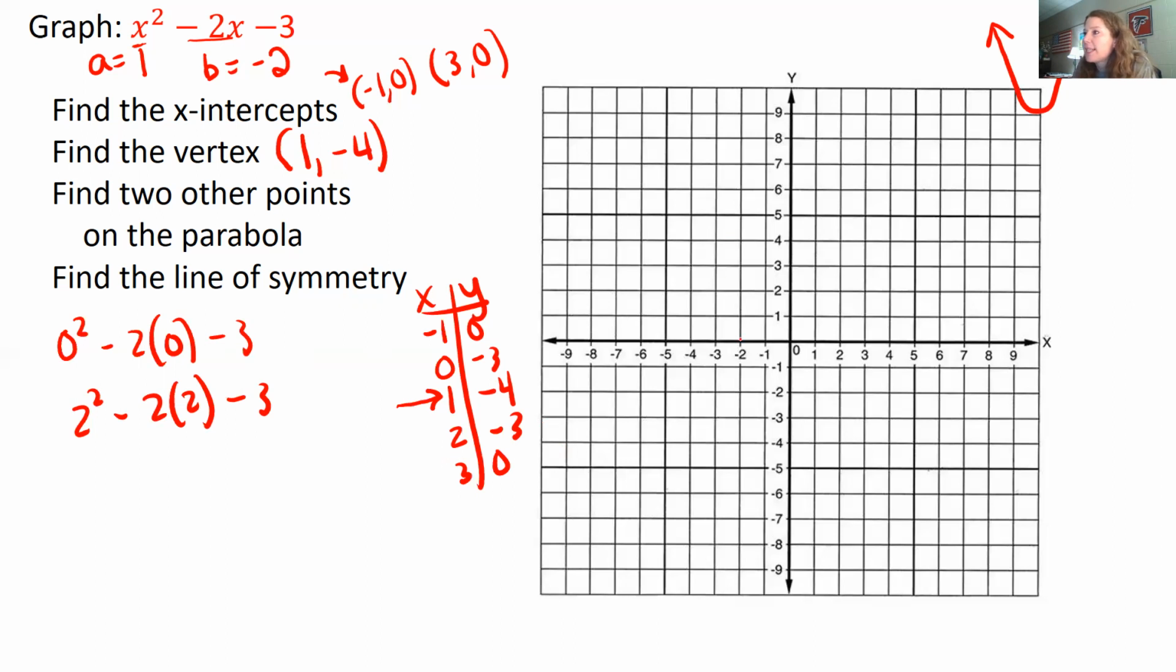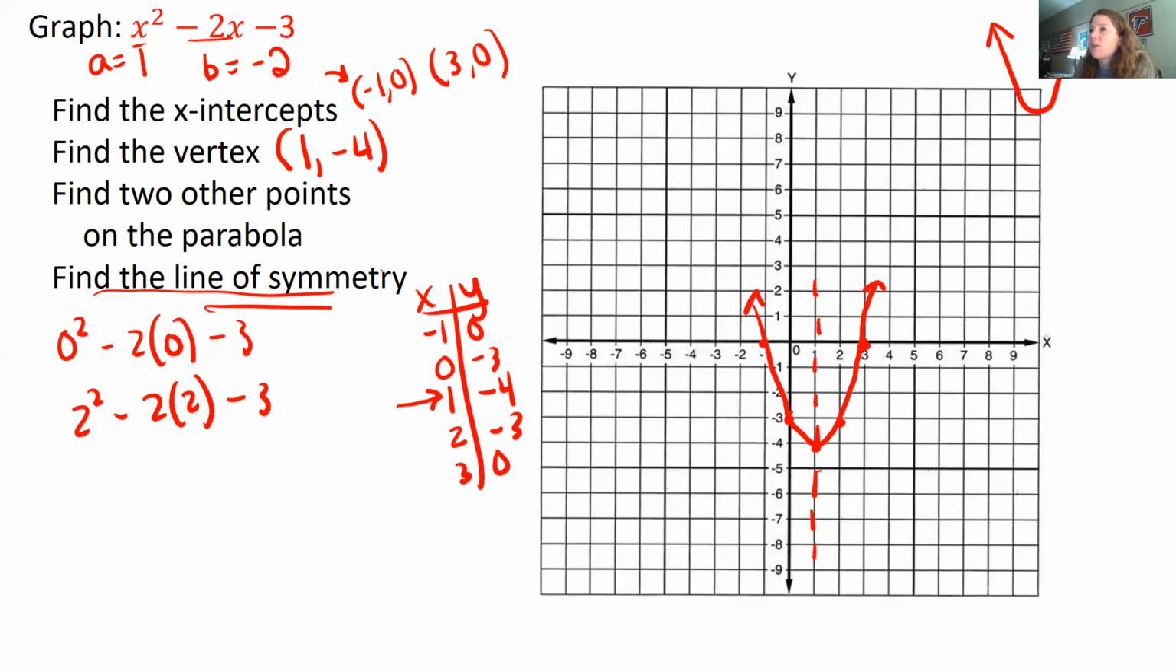So let's graph these. We're going to do (-1, 0), (0, -3), (1, -4), (2, -3), (3, 0). And when we connect our dots, we have our happy parabola. That's what we wanted. And then finally, we want the line of symmetry, so a vertical line, because if we fold this parabola right down the vertex, since it's symmetrical, the two sides will fit on top of each other.